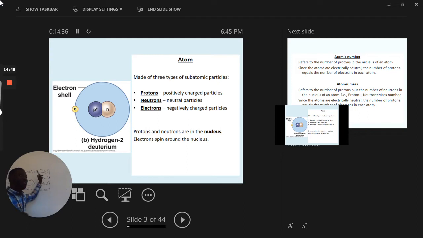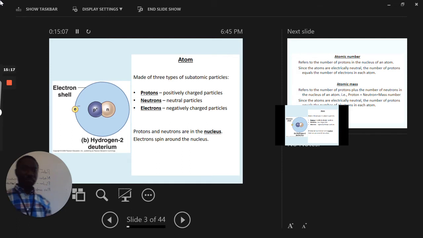Now, once I hear atomic number 1, I already know that is hydrogen. Once I hear atomic number 6, I already know that is carbon. Once I hear atomic number 20, I already know that is calcium. Once I hear atomic number 11, I already know that is sodium. Once I hear atomic number 17, I already know that is chlorine. Right? So the atomic number is their ID, is their G number, okay?